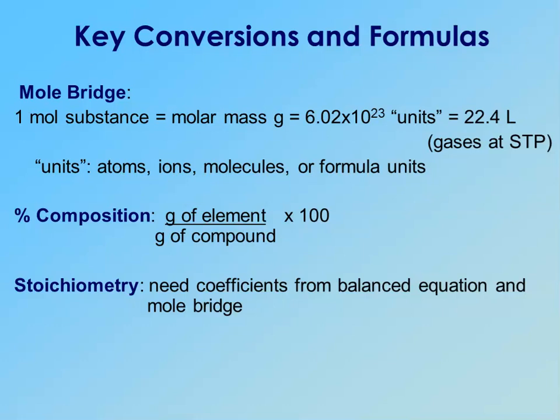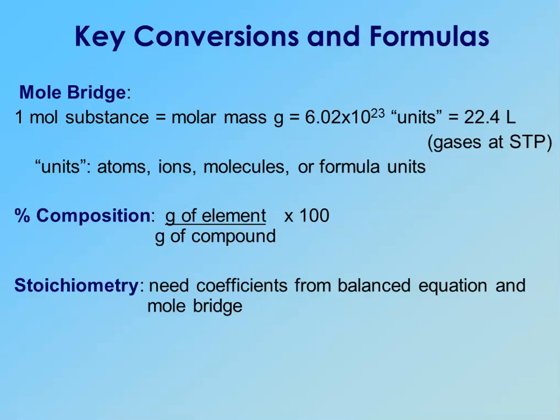You may remember from your previous chemistry studies that 1 mole of any substance is equivalent to its molar mass in grams, which we can get from the periodic table using its chemical formula. The mole is defined as the number of particles present in that substance, which is 6.02 times 10 to the 23rd. Those particles can be represented as atoms or ions or molecules or formula units. And all of those are equivalent for gases at STP to 22.4 liters, STP representing standard temperature and pressure, 0 degrees Celsius and 1 atmosphere.